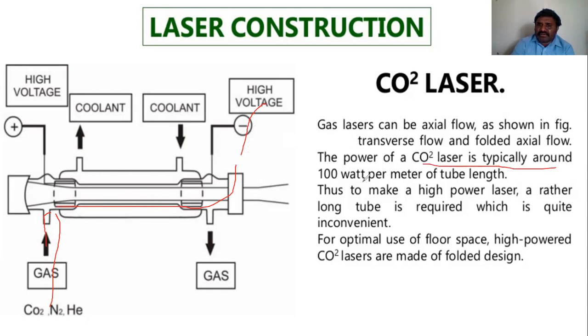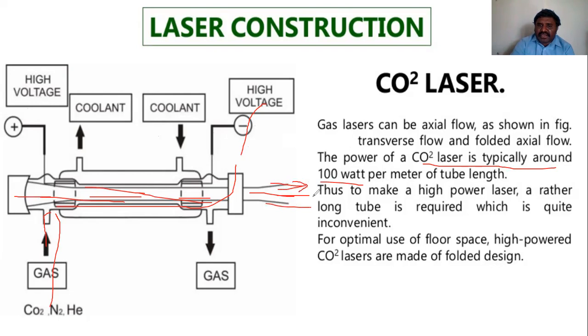Carbon dioxide lasers typically produce around 100 watts per meter of tube length. Here we are using a voltage with a positive anode and a cathode. So what happens? A laser can be produced here. From this, the gases are excited, and the heat or light energy can be converted here. Then it passes from here in this way.